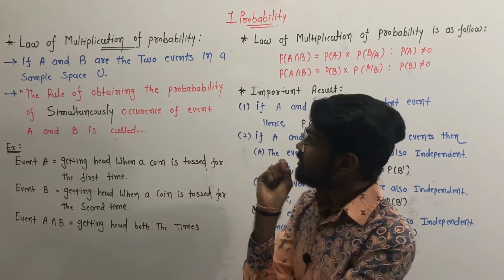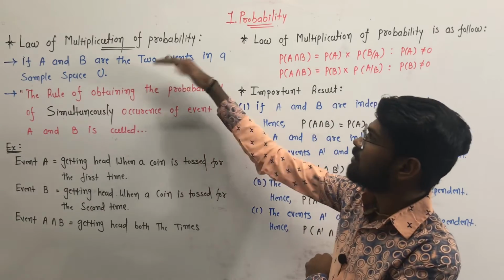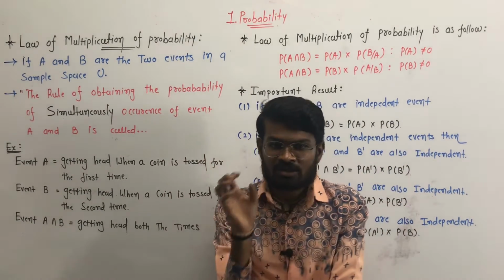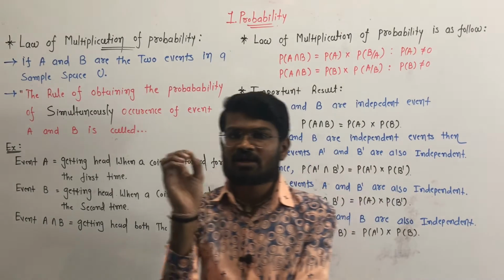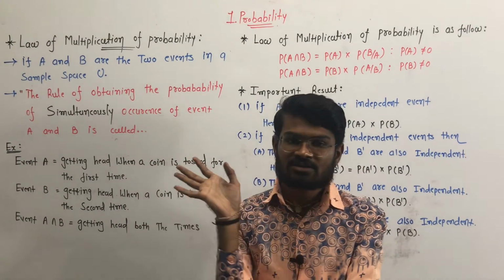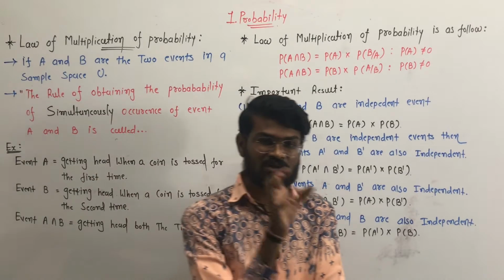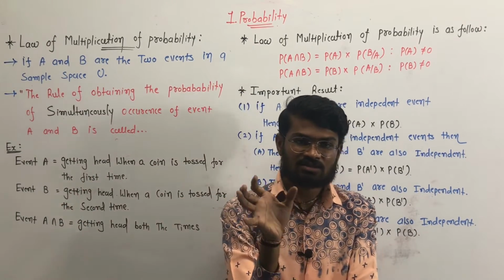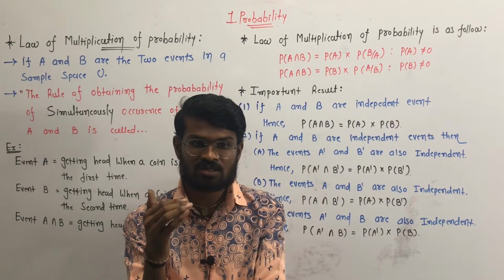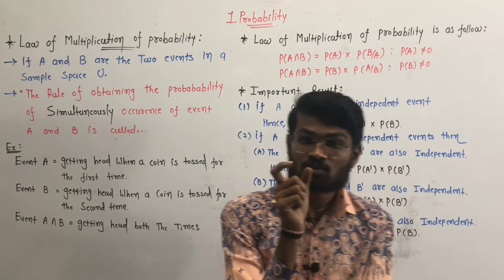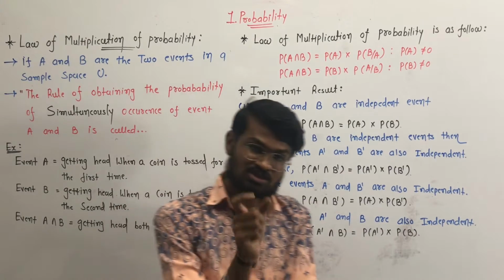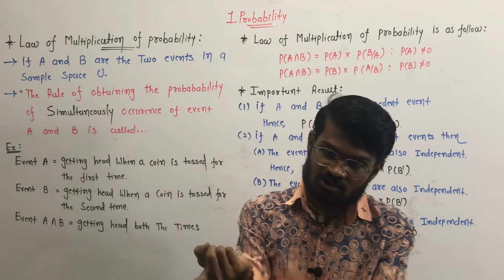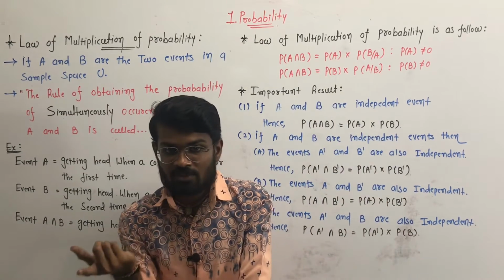But in the law of multiplication of probability, events A and B both occur simultaneously. Simultaneously means एक साथ होनी चाहिए. Yes, एक साथ होनी चाहिए तो उसके लिए क्या आएगा? इंटरसेक्शन आएगा.